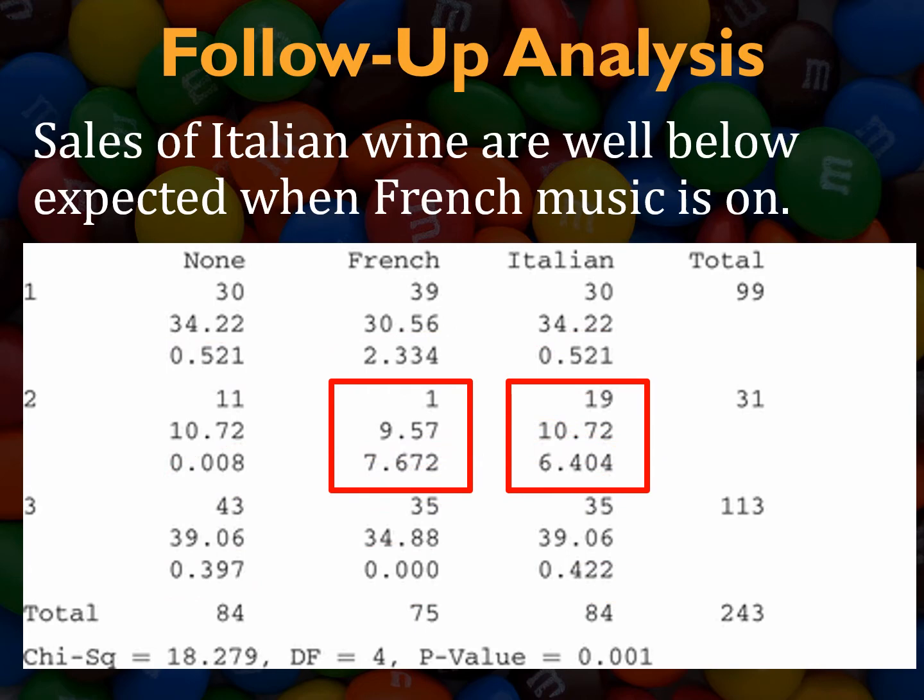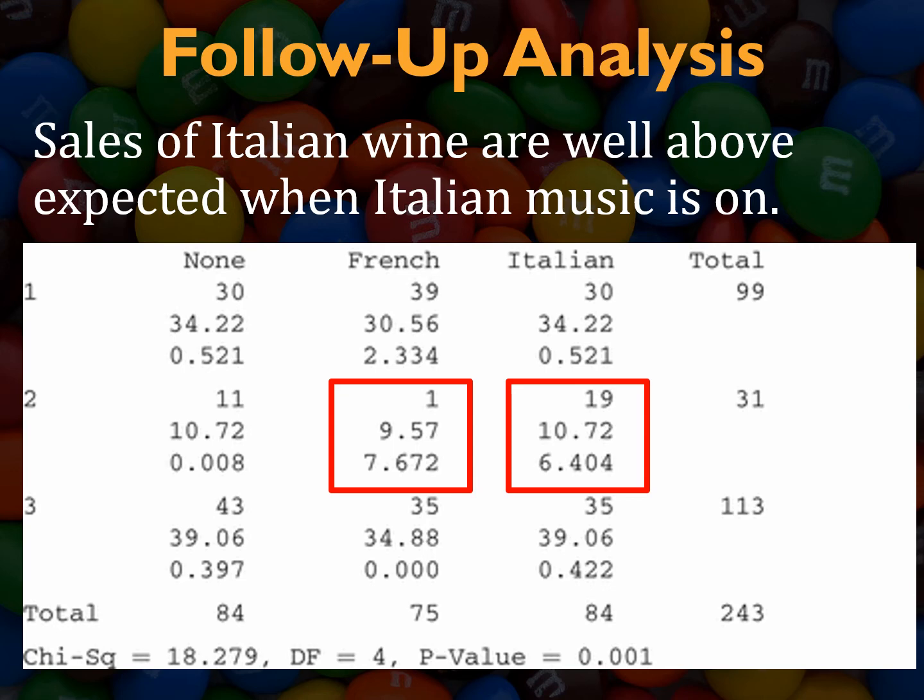So it turns out sales of Italian wine are well below expected when French music was on. When French music was playing, we expected 9.57 bottles of Italian wine to be purchased, but only 1 was purchased, leading to a contribution of chi-square of 7.672. At the same time, when Italian music was on, we saw a lot more bottles of Italian wine purchased. We saw 19 purchased when we expected only 10.72, so almost 100% or 80 or 90% more than what was expected, for a chi-square contribution of 6.404.